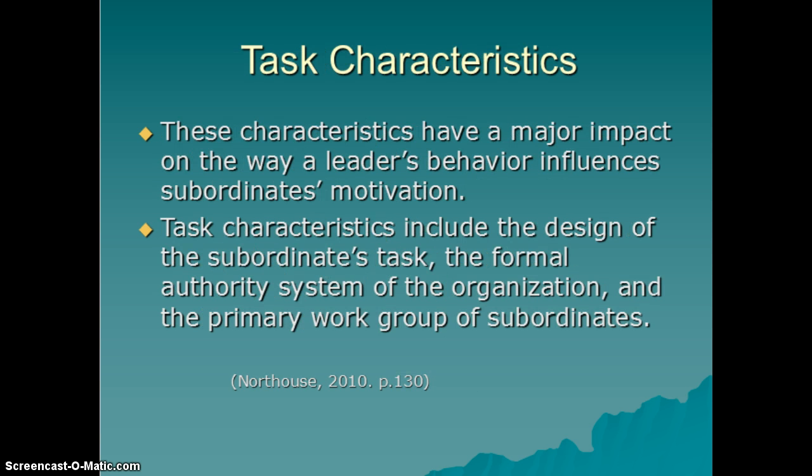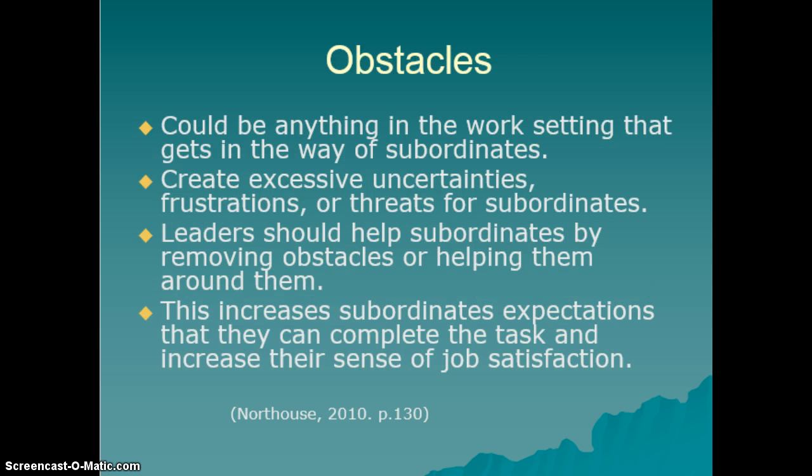Task characteristics. These characteristics have a major impact on the way a leader's behavior influences subordinates' motivation. Task characteristics include the design of the subordinate's task, the formal authority system of the organization, and the primary work group of the subordinate. Obstacles could be anything in the work setting that gets in the way of the subordinates, or creates excessive uncertainties, frustrations, or threats for them. Leaders should help subordinates by removing obstacles or helping them around them. This increases subordinates' expectation that they can complete the task and increases their sense of job satisfaction.